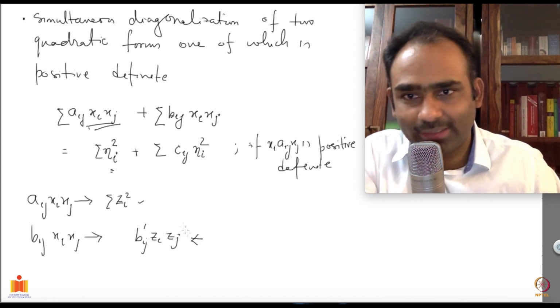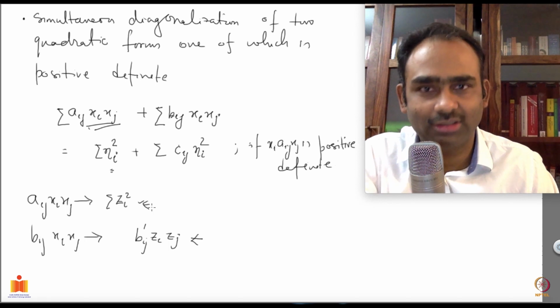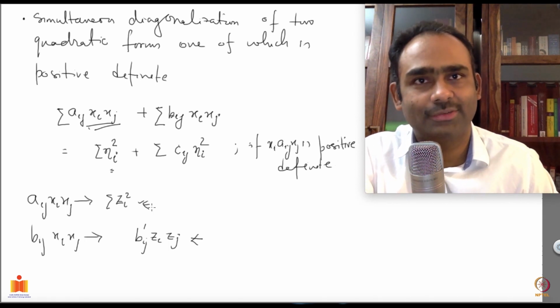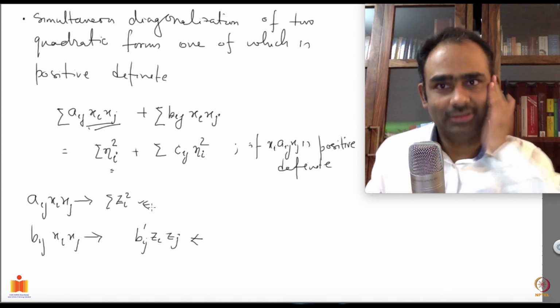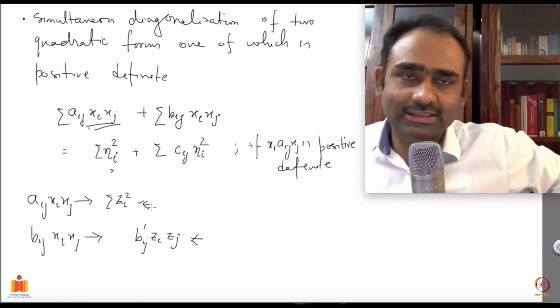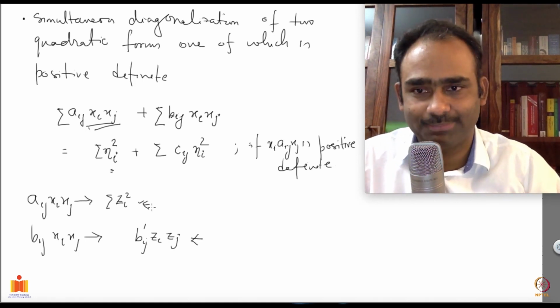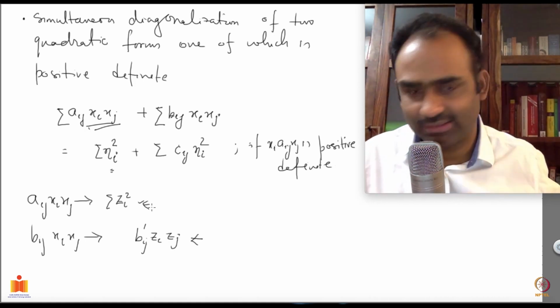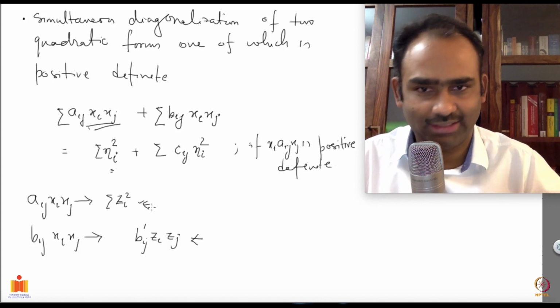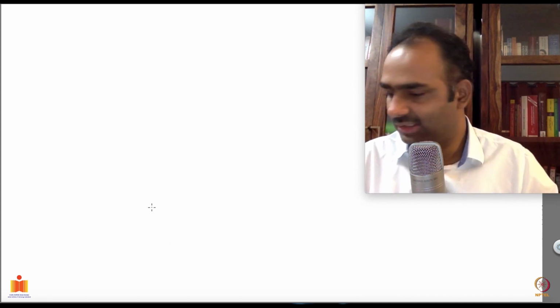Then you may worry, what happens to this part? Nothing will happen to this, because this is a sum of squares. Under an orthogonal transformation it will still remain a sum of squares. So that will prove my assertion that we can simultaneously diagonalize two quadratic forms if one of them is positive definite. Let me write some steps so that it is more apparent, but I think I have already explained this. Nevertheless, let me write.